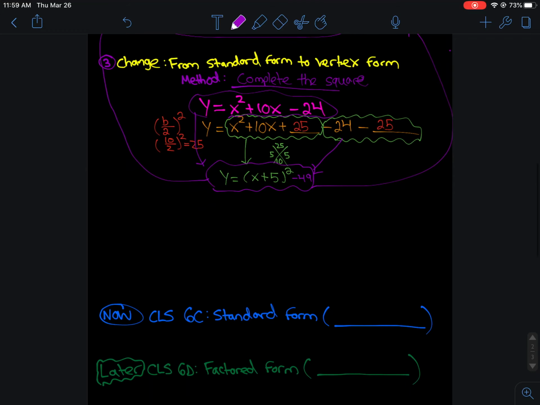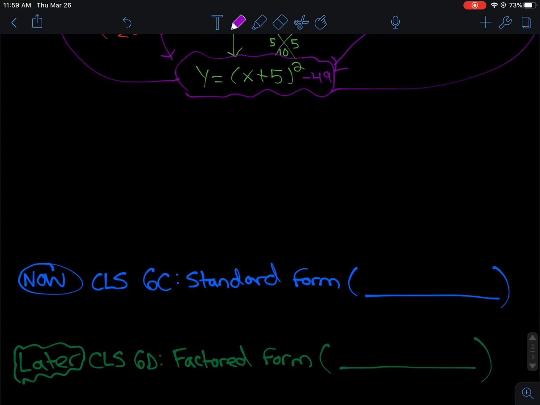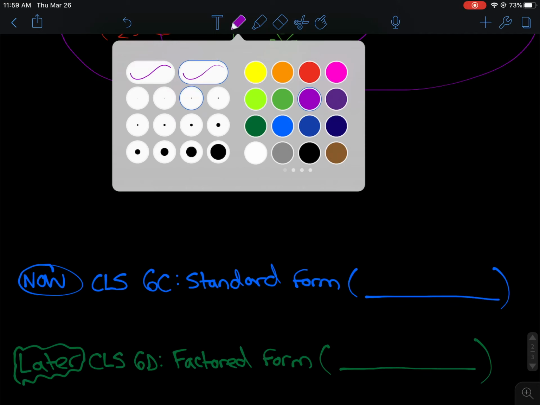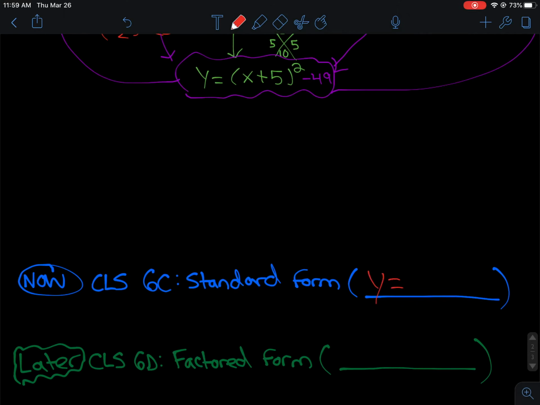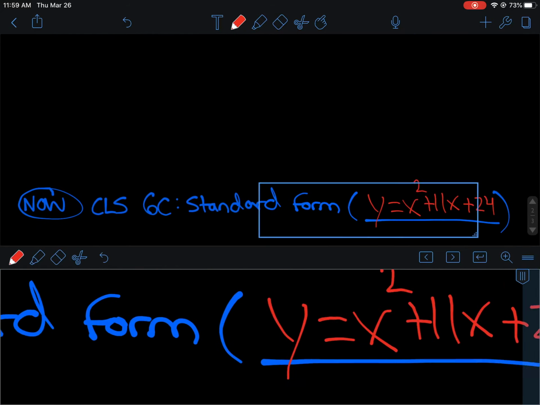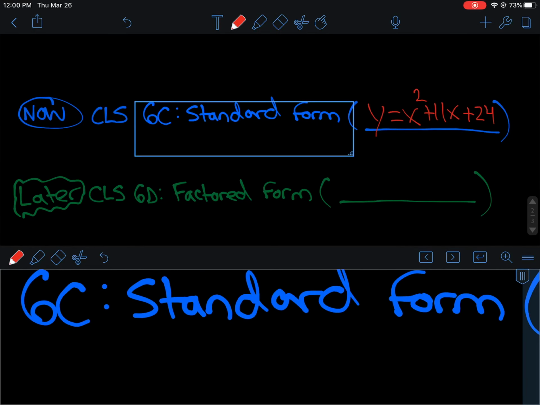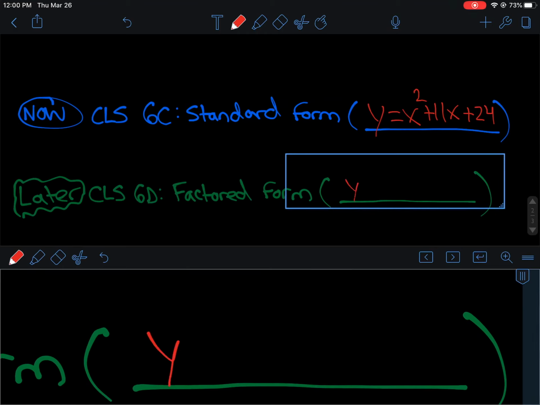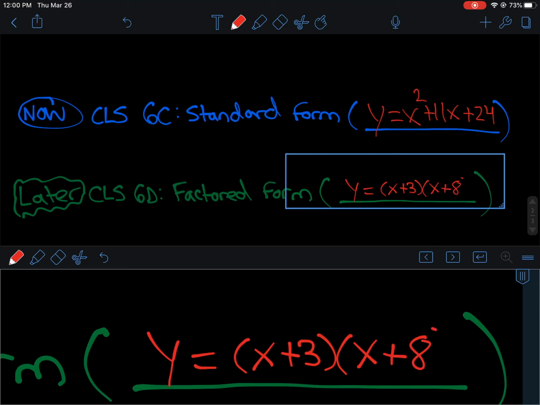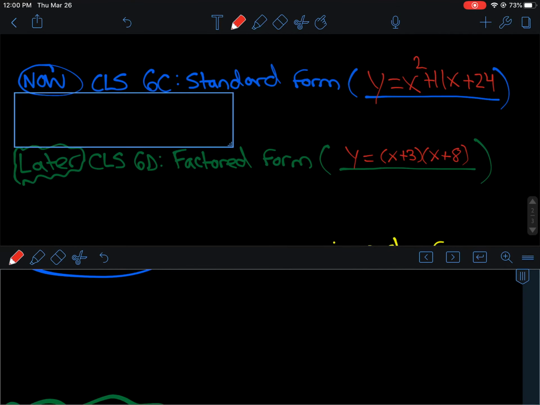What we're doing now is we're going to standard form. So standard form, again, is whenever you have an A, B, and C. So for example, y equals x squared plus 11x plus 24. Should have used my Zoom thing, but that's standard form. Later, if we're gone for more than 2 weeks, we're going to have to do factored form. Factored form would be something like a binomial times a binomial. Again, we talked about the forms in class, so you should know what the three forms are and how to identify them. But just understand that's what we're doing next.